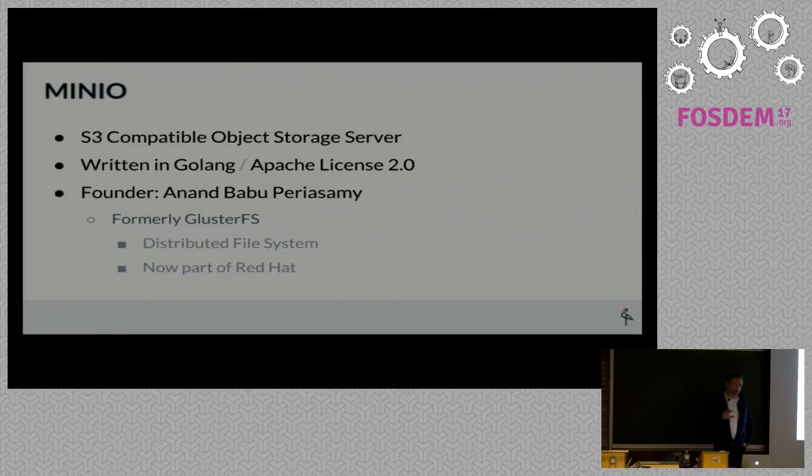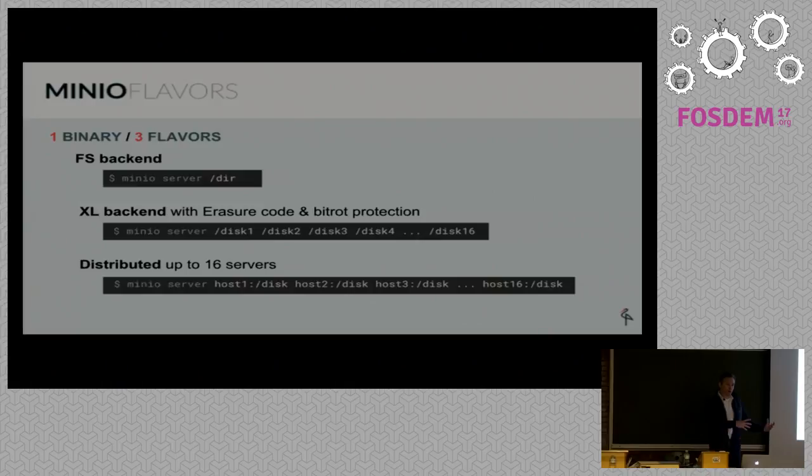If you look at Minio itself, there's really one project, one binary, but you can run it in three different flavors. The simplest version is simply run Minio server with a single directory, and then all your objects will be stored underneath this directory structure. And there are also two other versions that use a technique called Erasure Coding. So what this essentially does is all the objects are split up into both data chunks and parity chunks, and split over multiple disks or multiple servers.